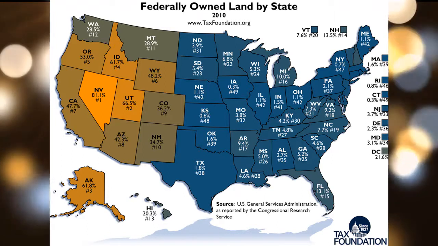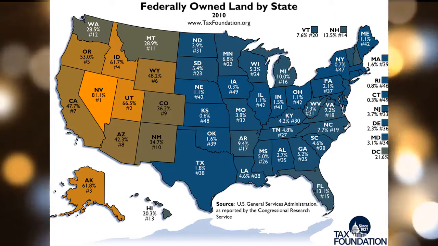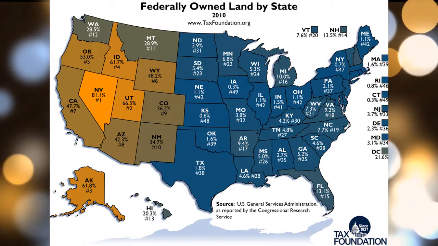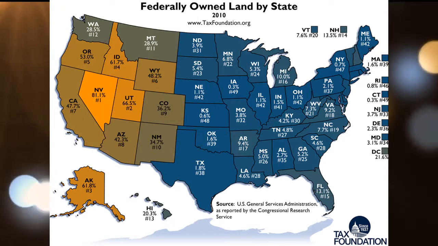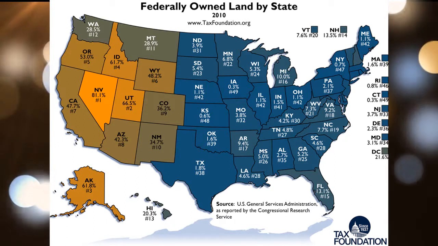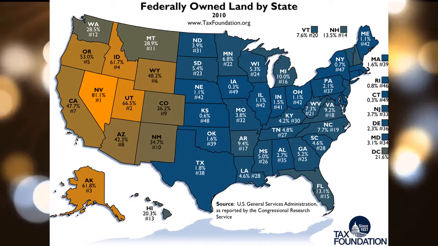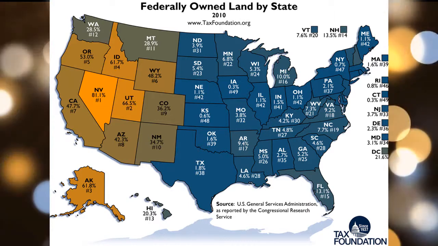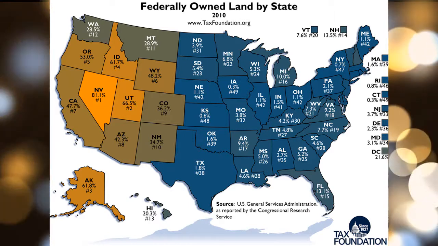Today, royalties are payments to a landowner, in this case the federal government, for the right to extract minerals from the land. Payments are calculated as a percentage of revenue. In fiscal year 2012, 36 states received federal mineral royalty disbursements totaling $2.1 billion.